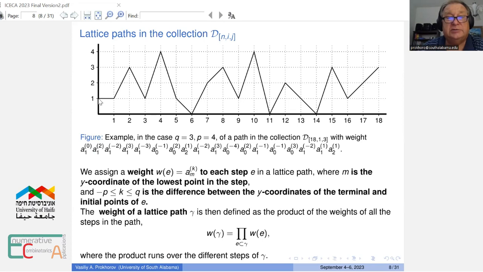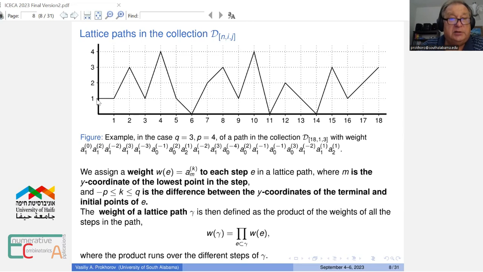This path has 18 steps. The y coordinate of the initial point is 1, and the y coordinate of the terminal point is 3. You can also see the weight of this path. The weight of the path is the product of the weights of each step. If you have a step E, the weight of the step is a with top index K and lower index M, where M is the y coordinate of the lowest point, and K is the difference between the y coordinates of the terminal and initial points of E.